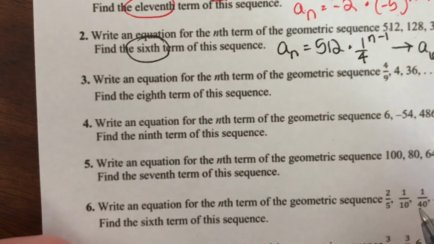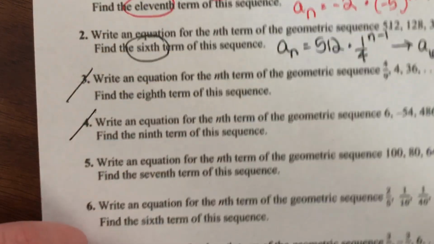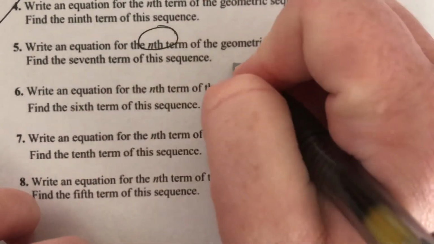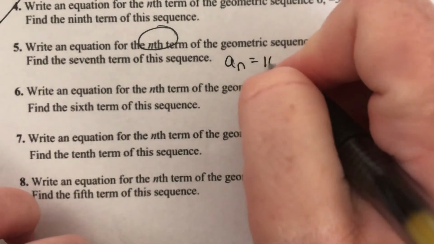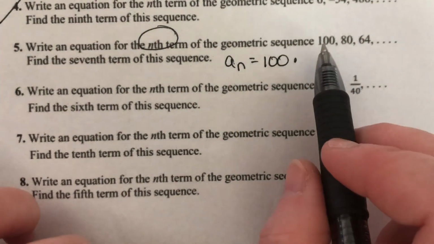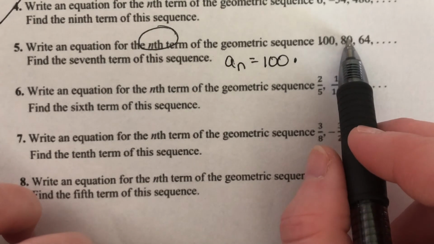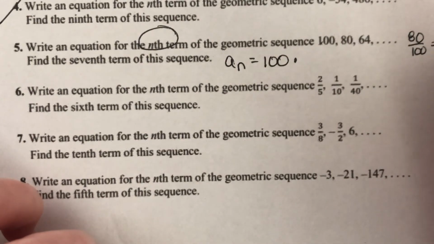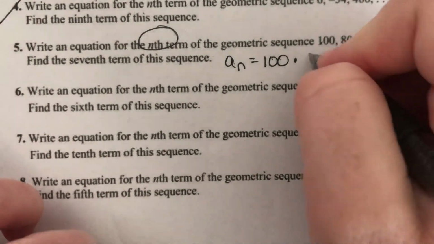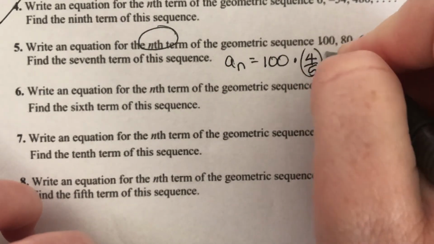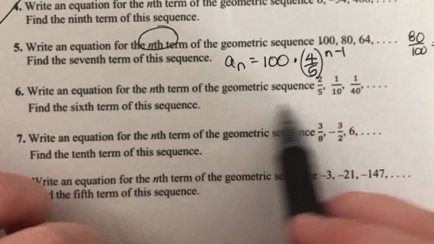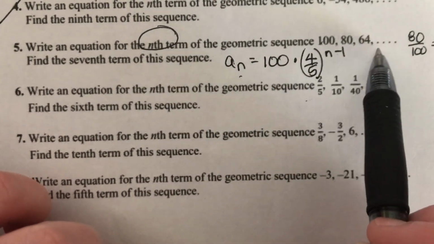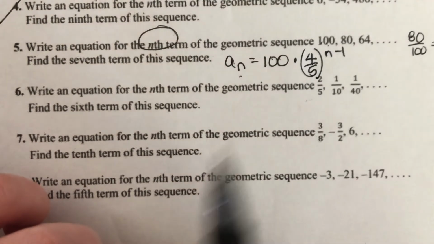I'm going to skip these two to give myself room and go down to number 5. All right, for the nth term, so a sub n equals a1 times r. To get from 100 to 80, I'm going to divide 80 by 100, which is equal to 4/5. So our common ratio is 4/5 to the n minus 1 power. There's my formula for the nth term, because I don't know n, but I do know the first term in my sequence, and I know the common ratio. I can figure it out.